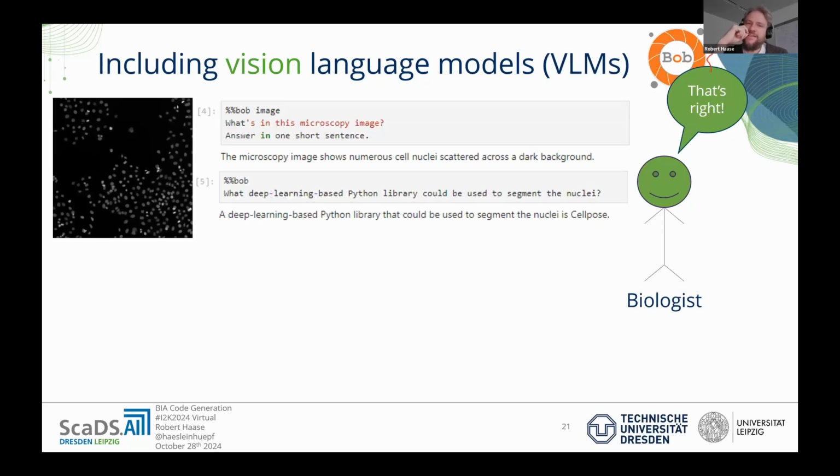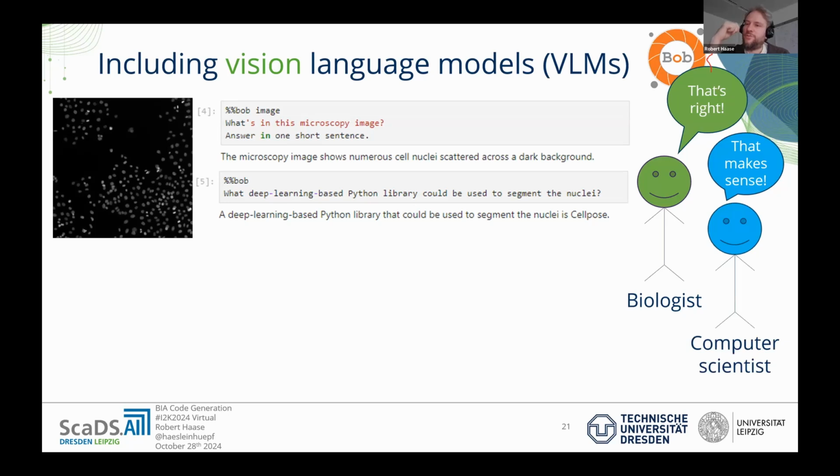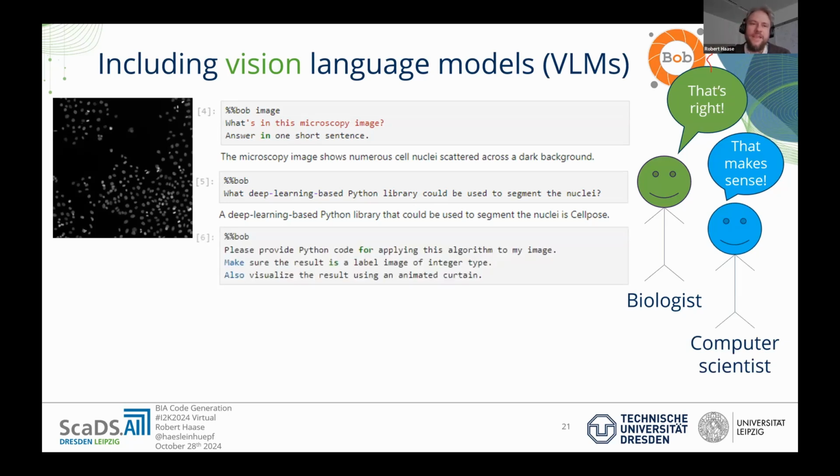You could then ask in the next step what deep learning library in Python could be used to segment the cells. And Bob may propose to use both. Where also the computer scientist might say, yeah, this also makes sense. And then you can ask, please provide code for applying this algorithm to my image. Make sure that the result is a label image of integer type and visualize the result using an animated curtain.